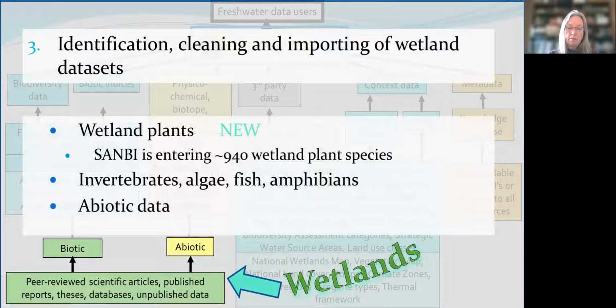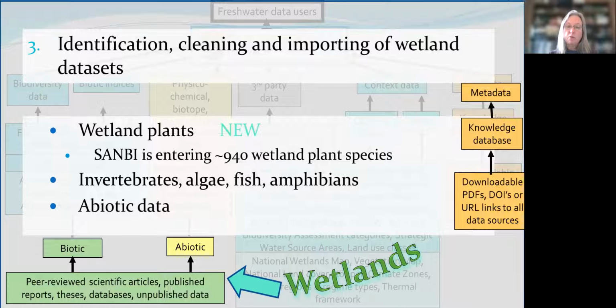As mentioned already, plants will be added to FBIS for the first time. SANBI is leading this activity and will be entering upwards of 940 wetland plant species onto the database. We will then also add invertebrates, algae, fish, amphibians, and abiotic data as time goes by. Of course, with every record, we will be uploading to the knowledge database the downloadable PDFs, DOIs, and URL links to all data sources.